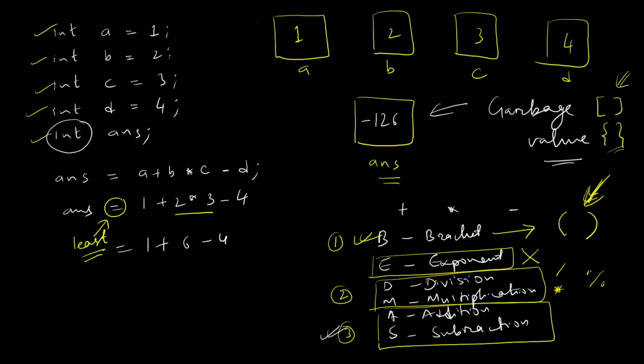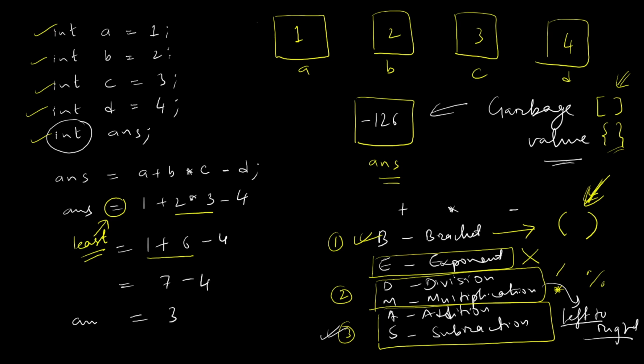So addition and subtraction will go from left to right. Even division and multiplication will go from left to right. Okay, so from left to right I'll do the association. The first association I'll do is for this one, from left to right, this one is done first. So therefore it is 7 minus 4 and the answer is 3.